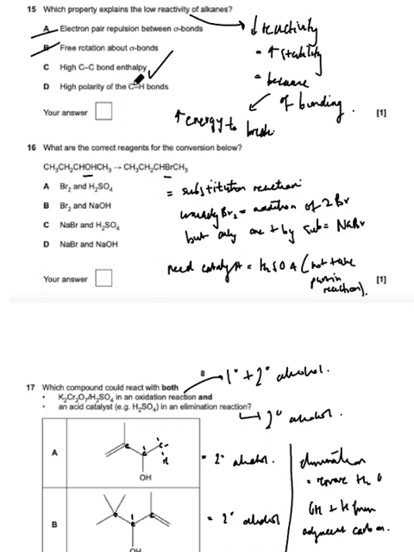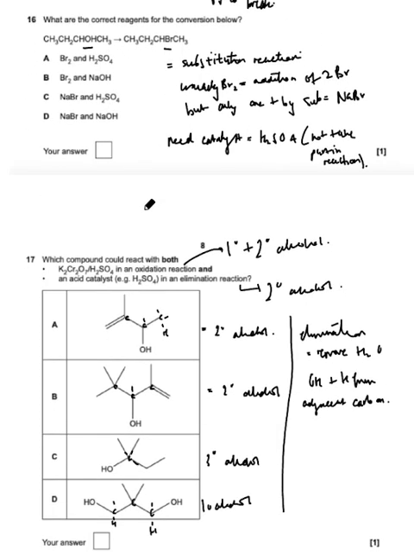High polarity of the CH bonds. We know CH bonds are not polar. Once again, they don't contain nitrogen, oxygen, or fluorine, and carbon is not polar. It will not have enough electronegativity to take the electrons away from hydrogen to give it the delta positive and delta negative effect. So the answer is C.